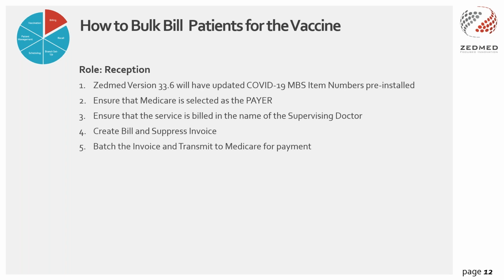Once we've created the bill, we suppress the invoice and then batch and transmit the payment across to Medicare as per the normal procedures.